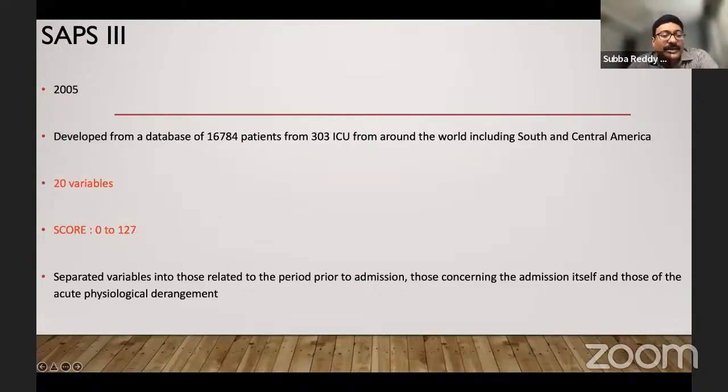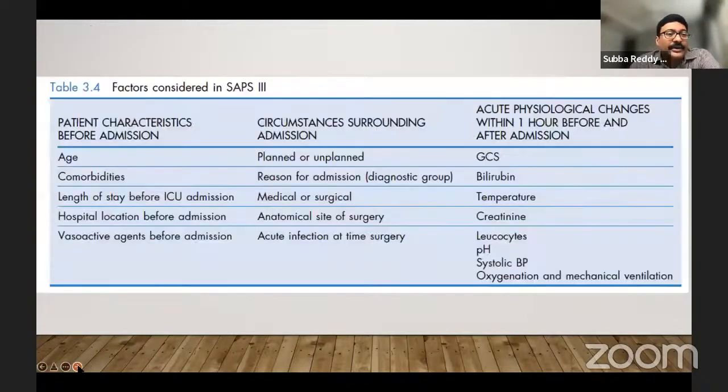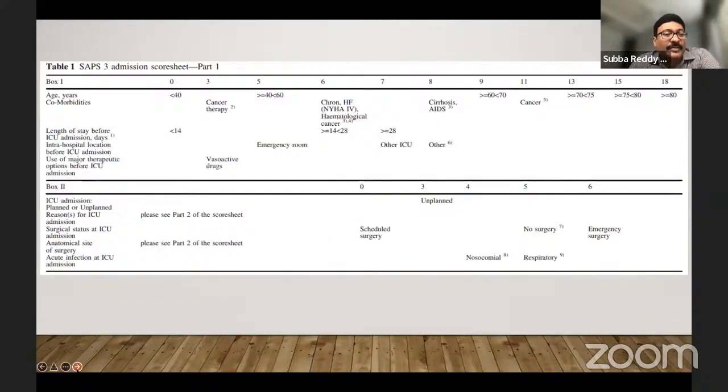So they have taken separated variables. They have assessed the patient health prior to admission, and then they gave different scoring systems based on the patient characteristics before admission: age, comorbidities, length of stay before ICU admission. They have taken the previous ICU admission length of stay, the hospital location before admission, and whether there was any vasoactive medication at the time of admission.